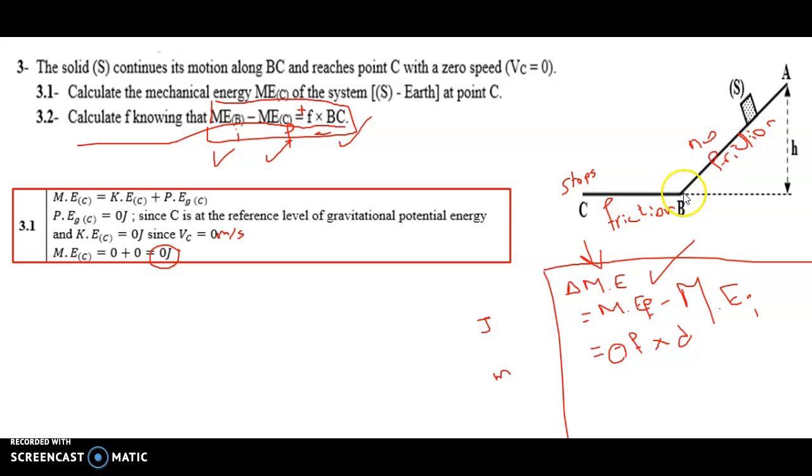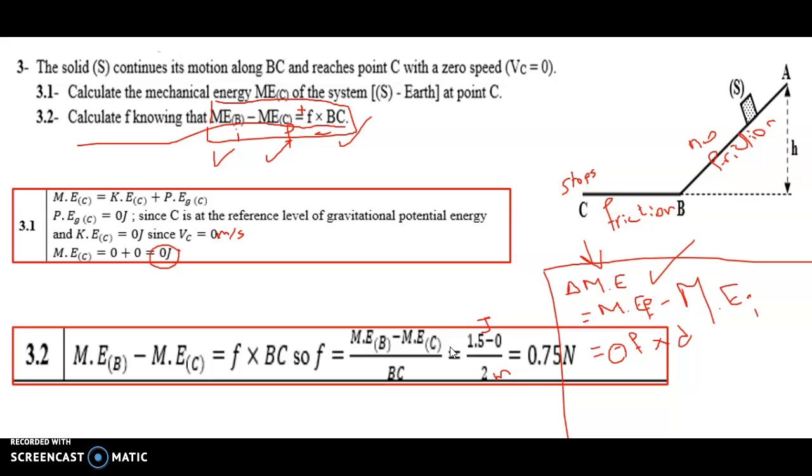This means that S starts moving from B with energy, and then on its path to reach C, it loses its mechanical energy until it loses it totally and stops there. This is due to friction for sure.